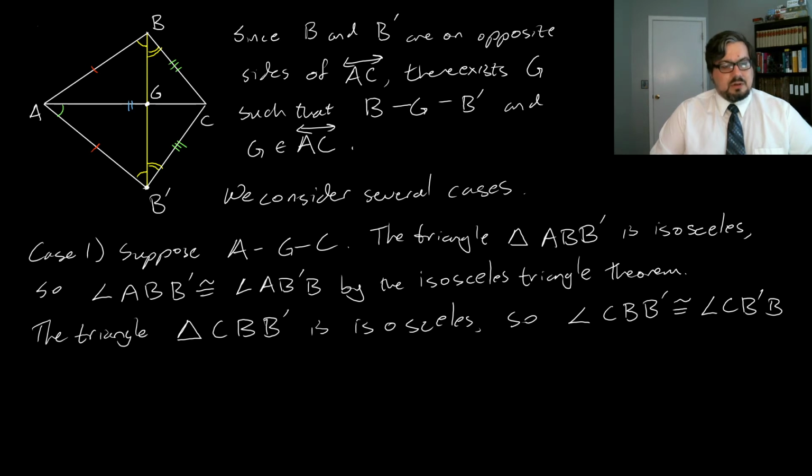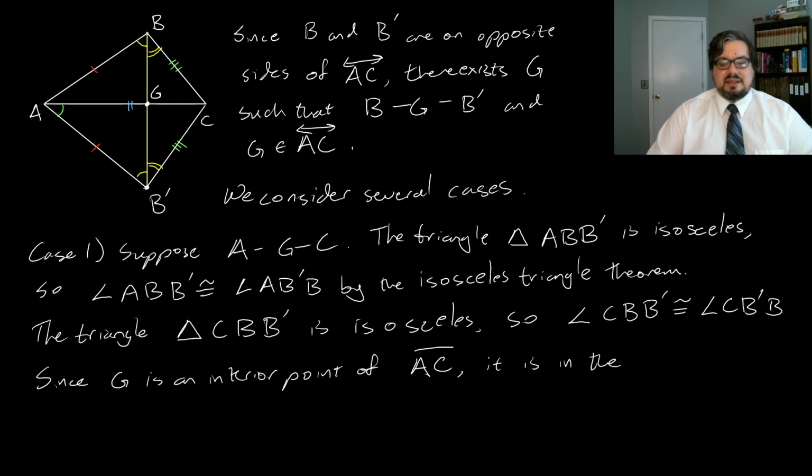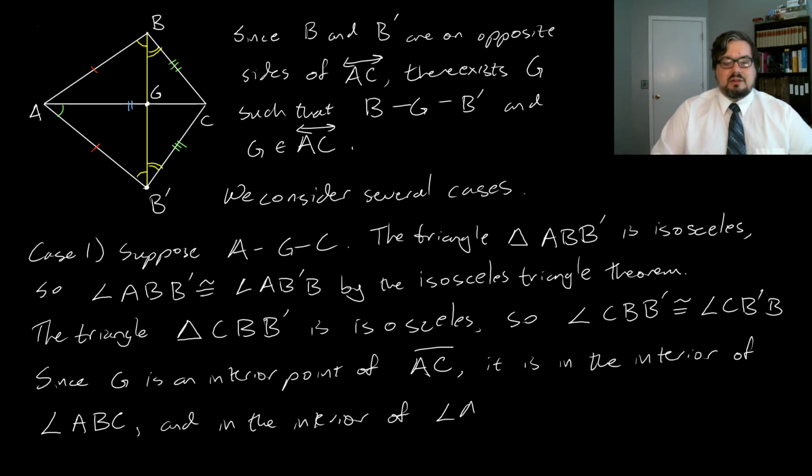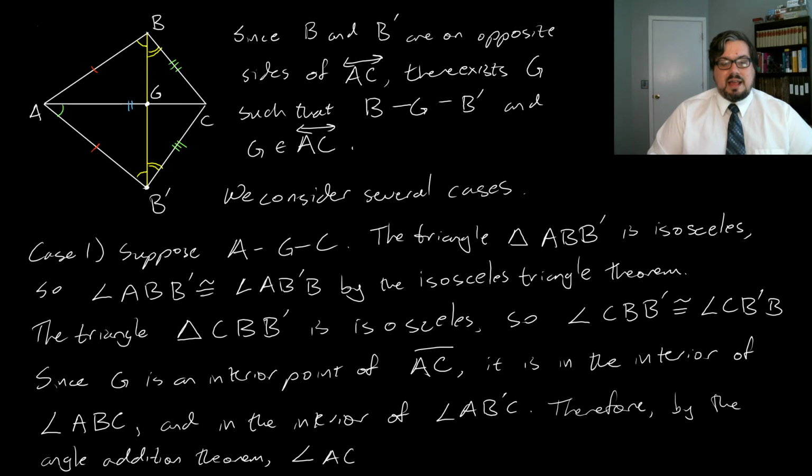We have, since G is an interior point of the segment AC, it is in the interior of angle ABC, and in the interior of angle AB prime C. Therefore, by the angle addition theorem, that tells us that angle ABC is congruent to angle AB prime C.